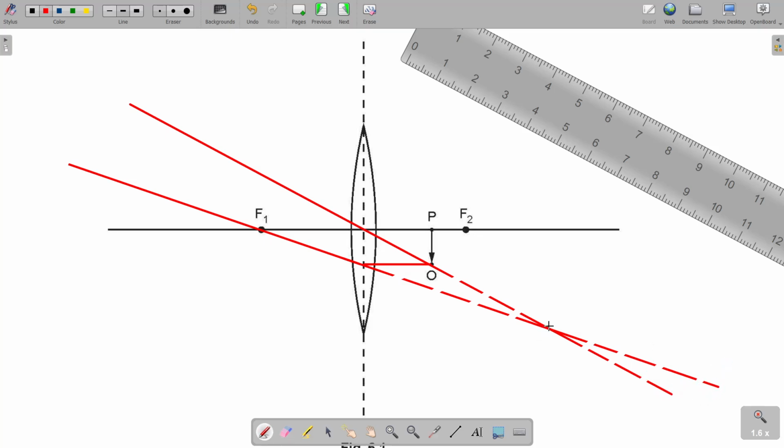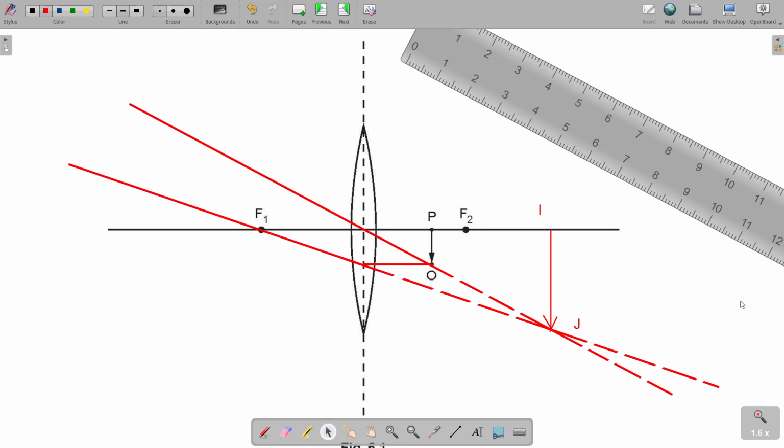Now the intersection point of the rays is the point where the image of O is formed. But O is the tip of the arrow or the head of the arrow, so this is also the head of the arrow here. And the tail of the arrow is actually on the principal axis. So the arrow is pointing this way. And the object is labeled PO, and we are required to label the image IJ. So this point here is I, and this point here is J.